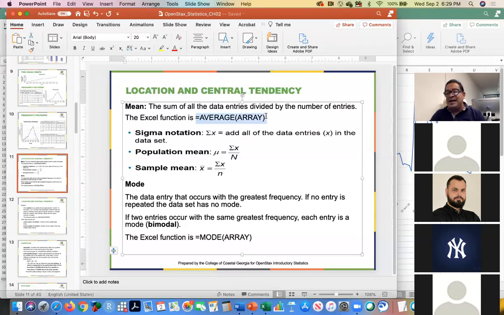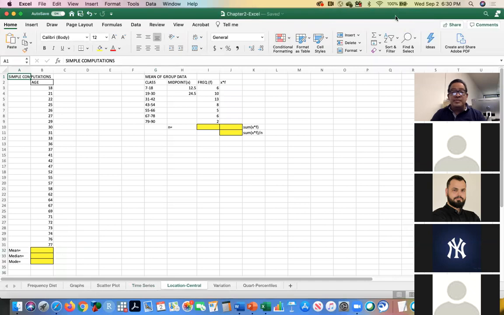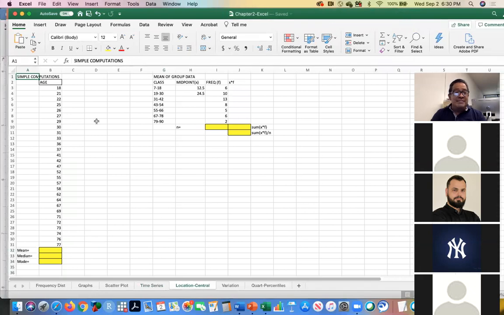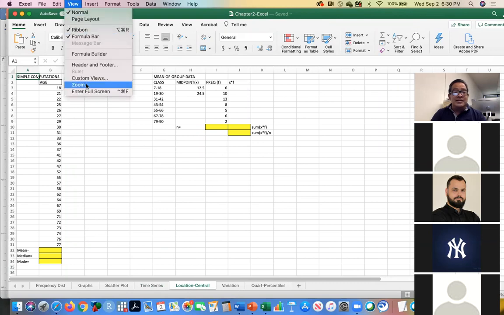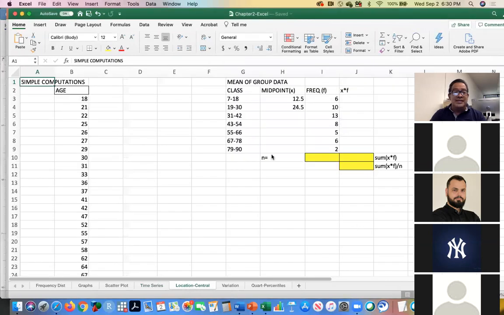So we have a very easy way to do it in Excel. We can do it by hand. I'm very lazy, I can tell you. I like to use Excel. So what we're gonna do in this case, we are gonna find the mean. So let me make this bigger, and please don't hesitate to remind me that I need to make things bigger.